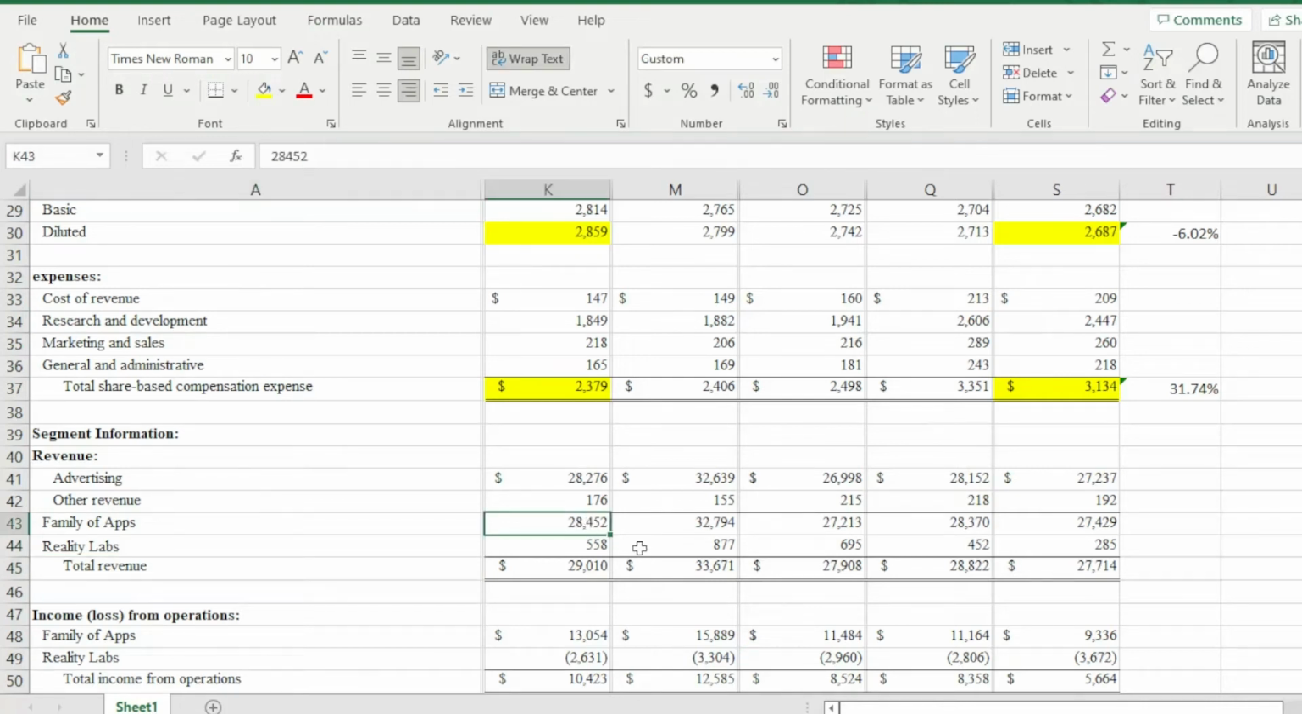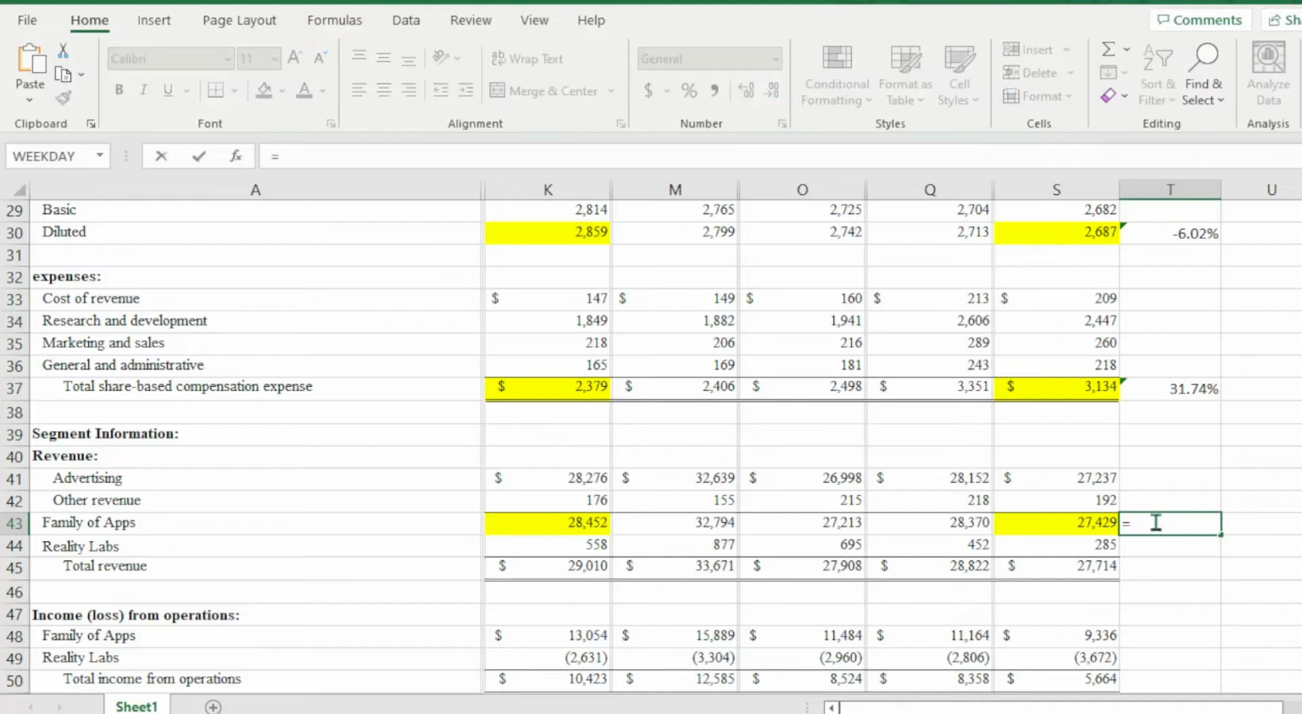Now, let's just take a look at their family of apps. So, as you guys can see, it has declined just a little bit. So, let's just calculate what that is. By the way, this is where a lot of their revenues are coming from, as well as advertising. So we're going to take the current minus the base, and then we're going to divide that by the base. As you guys can see, that is a 3.6% decline.